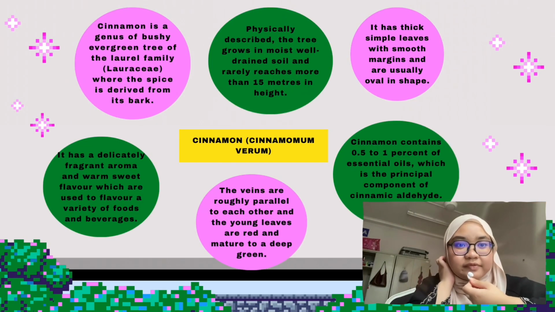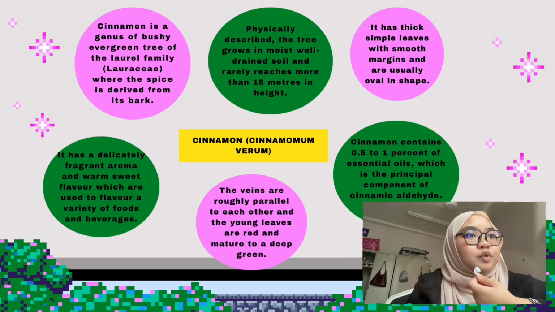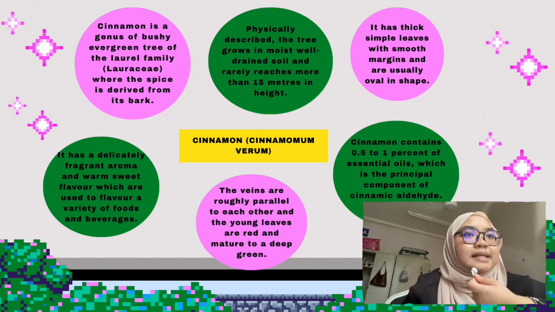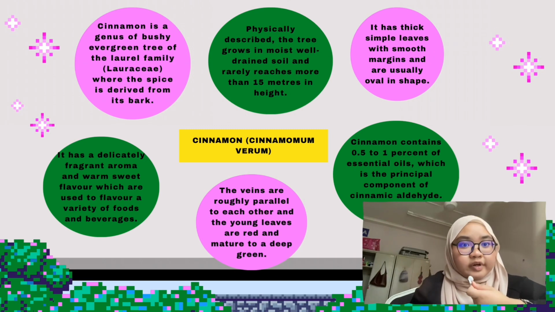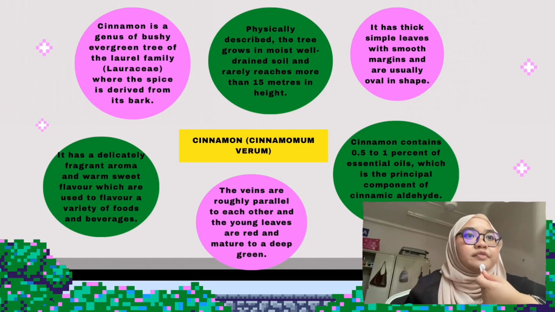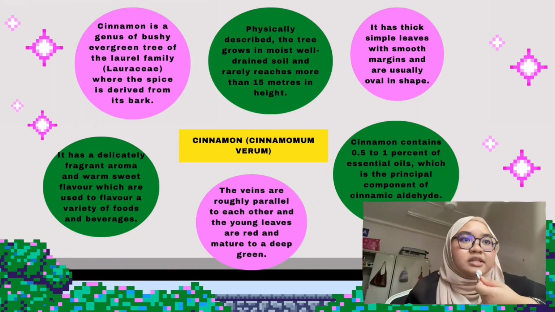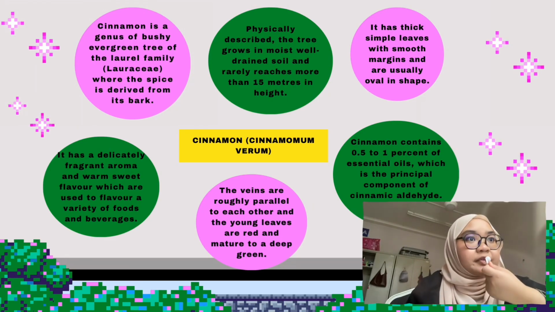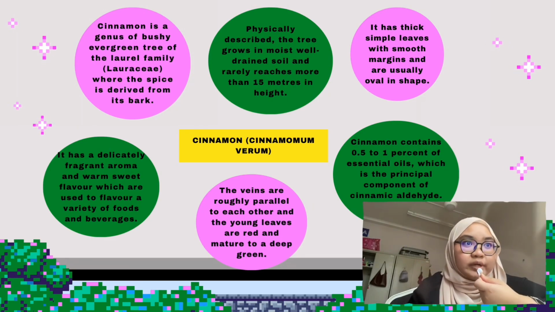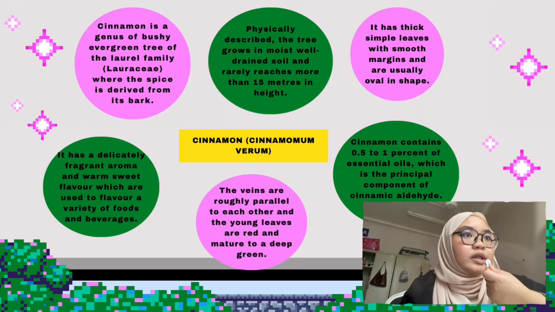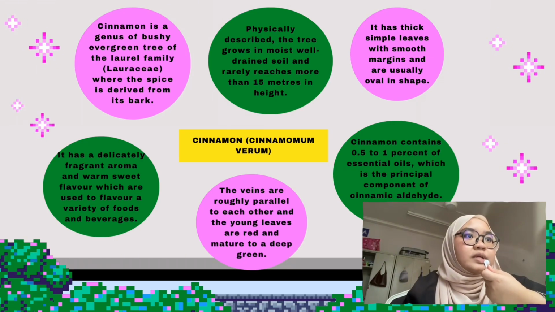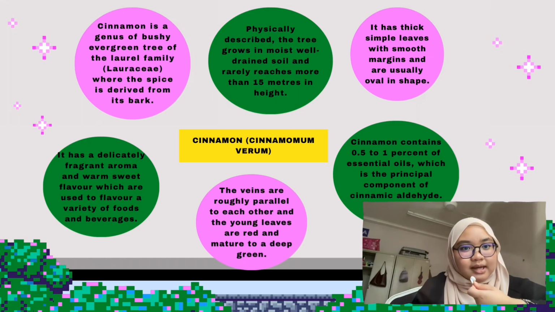Cinnamon, its specific name known as Cinnamomum verum, is a genus of a bushy evergreen tree of the laurel family, also known as Lauraceae, where the spice is derived from its bark. Physically described, the tree grows in moist, well-drained soil and rarely reaches more than 15 meters in height.